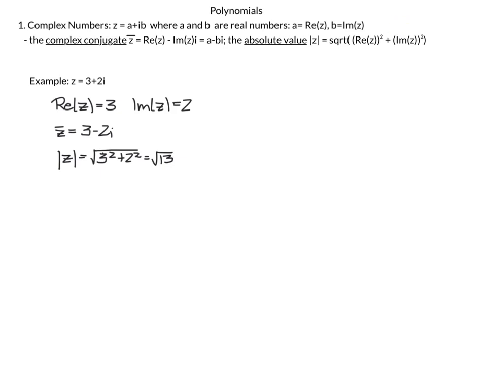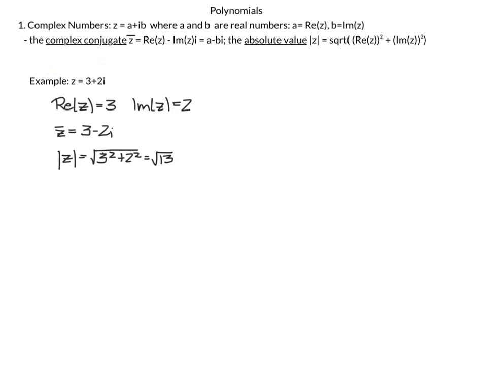We will then define the complex conjugate of z, which we will notate in this book with z bar, as equal to the real part of z minus the imaginary part of z times i. So for z equals a plus bi, the complex conjugate is a minus bi. And the absolute value of a complex number z, which we will denote with the regular absolute value signs, is equal to the square root of the real part of z squared plus the imaginary part of z squared.